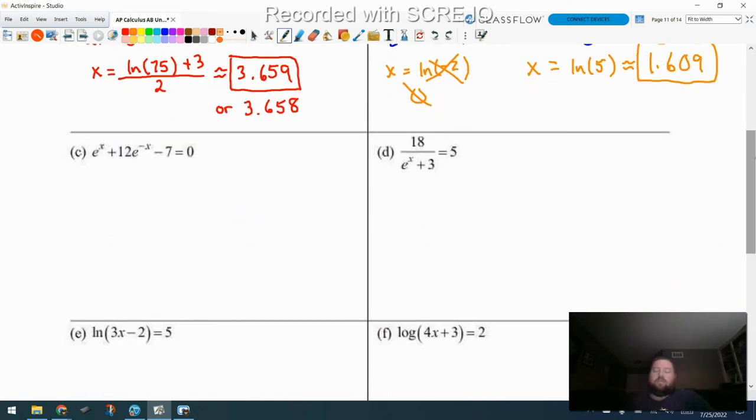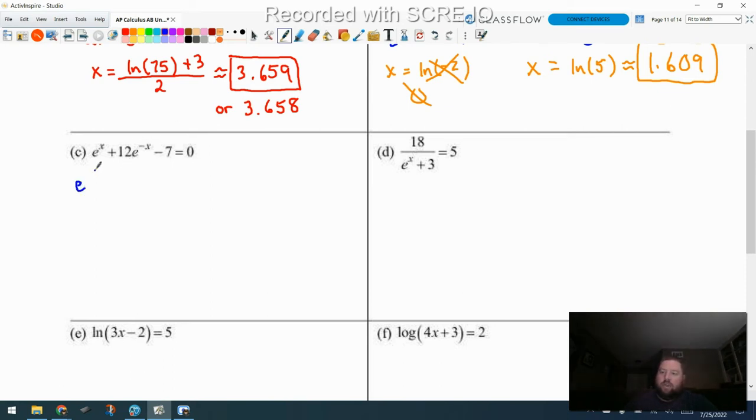All right, letter C looks pretty similar to the last problem. It's got 3 terms, should make you think of a quadratic, but we don't have a 2x, we just have an x. We also have this negative exponent. That's a little weird. So we're going to do a little bit of algebra beforehand, and then it'll turn into a problem just like letter B.